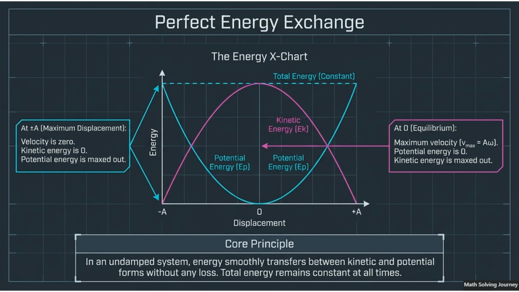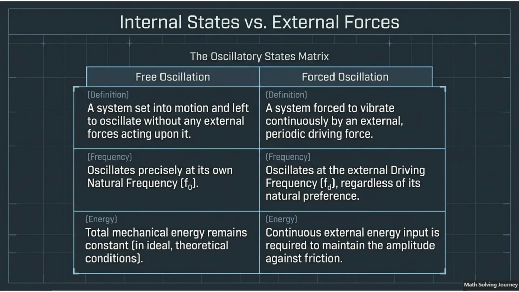In an undamped system, energy smoothly transfers between kinetic and potential forms. At maximum displacement, potential energy is maxed out and kinetic energy is zero. At equilibrium, kinetic energy is maxed out and potential energy is zero. Total energy remains constant. Oscillation can be free or forced.